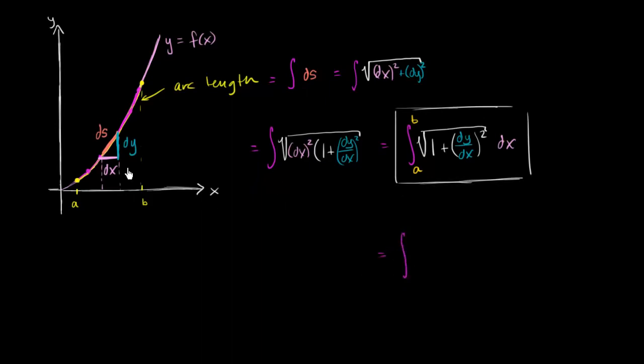If you wanted to write it in a slightly different notation, you could write this as equal to the integral from a to b, x equals a to x equals b, of the square root of 1 plus, instead of dy/dx, I could write f prime of x squared, dx. So if you know the function, if you know what f of x is, take the derivative of it with respect to x, square it, add it to 1, take the square root, and then take the definite integral of that with respect to x from a to b. And we'll do that in the next video.